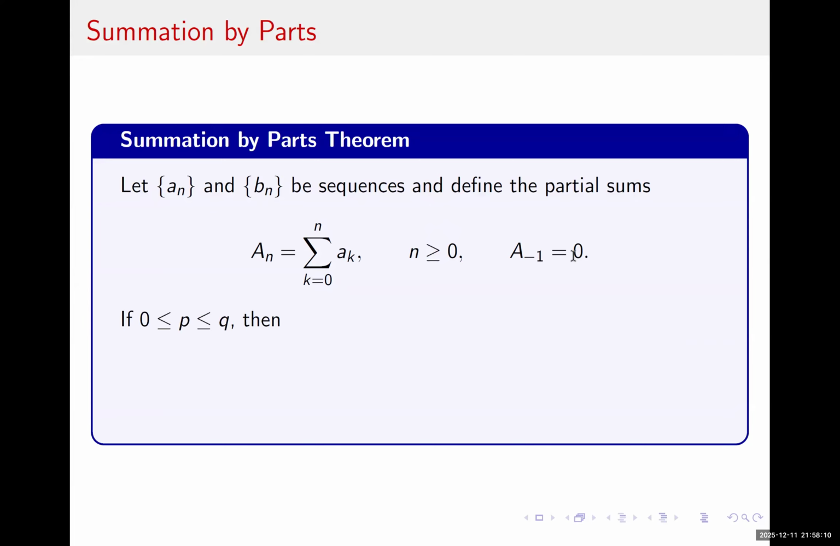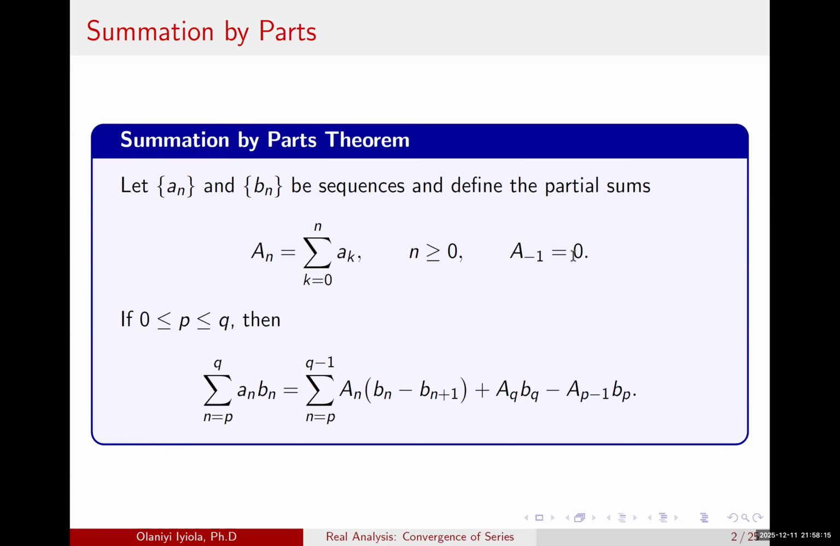If p is less than q, positive numbers, then we'll have that the series given by a_n b_n this way is equal to the sum from n equals p to q minus 1 of A_n times (b_n minus b_{n+1}), plus A_q b_q minus A_{p-1} b_p. The last two terms here are not part of the sum. All right, so let's look into the sketch of the proof.